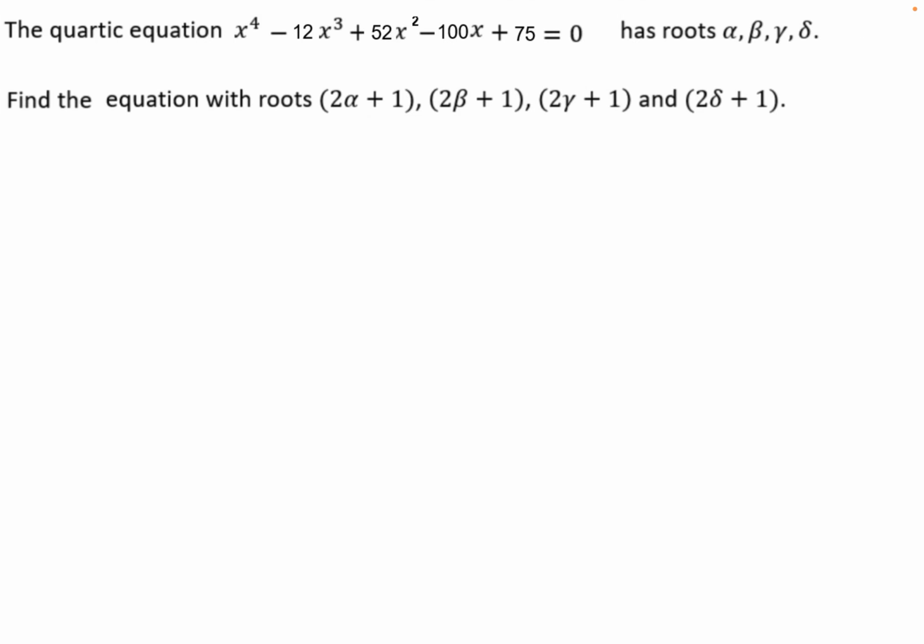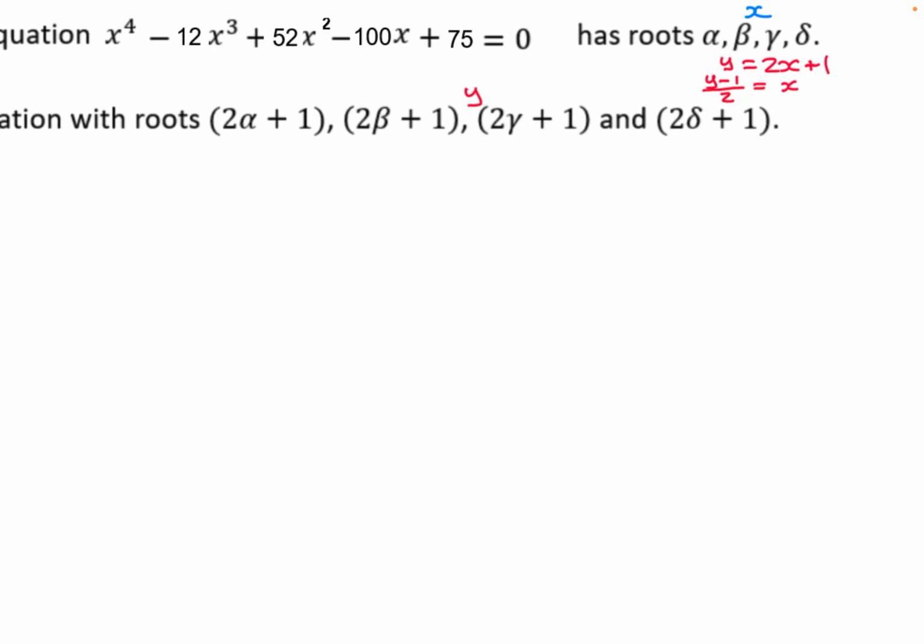My second example for this video, and a much more complicated one, because we've got a quartic equation now. x to the power 4 minus 12x cubed plus 52x squared minus 100x plus 75 is equal to 0. And that's got roots of alpha, beta, gamma, delta. I want to find the equation that has roots of 2 alpha plus 1, 2 beta plus 1, 2 gamma plus 1, and 2 delta plus 1. So each of the roots should be 2 times bigger plus 1.